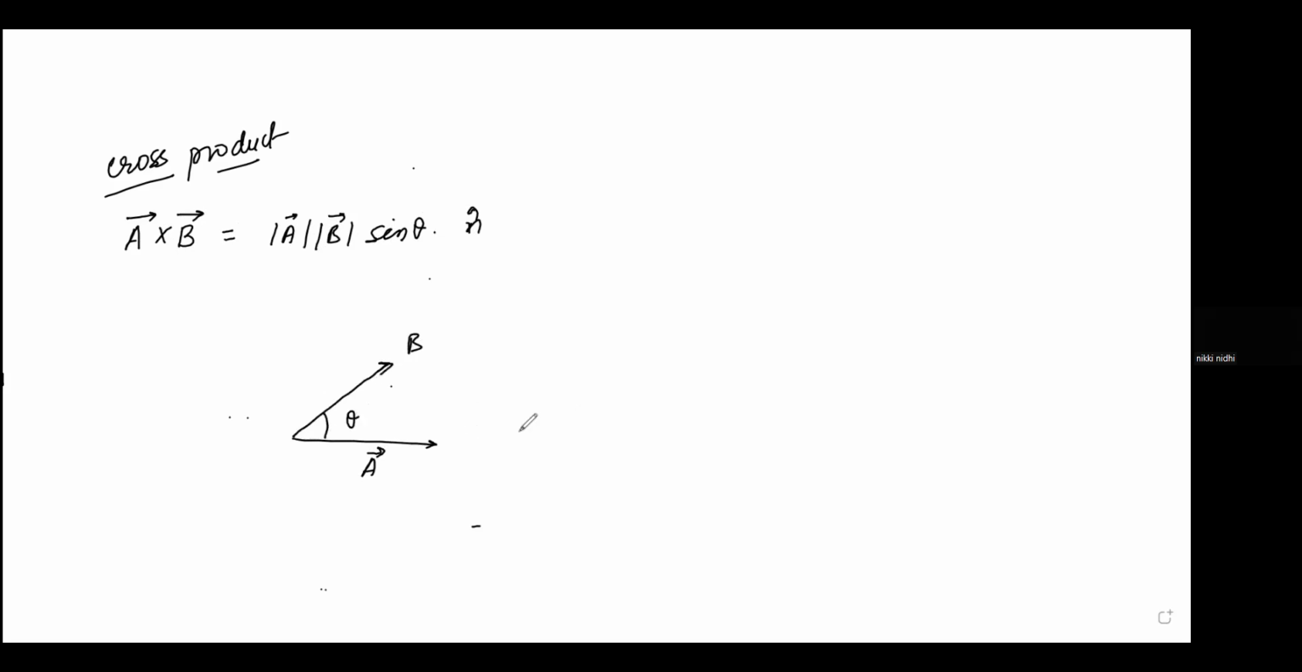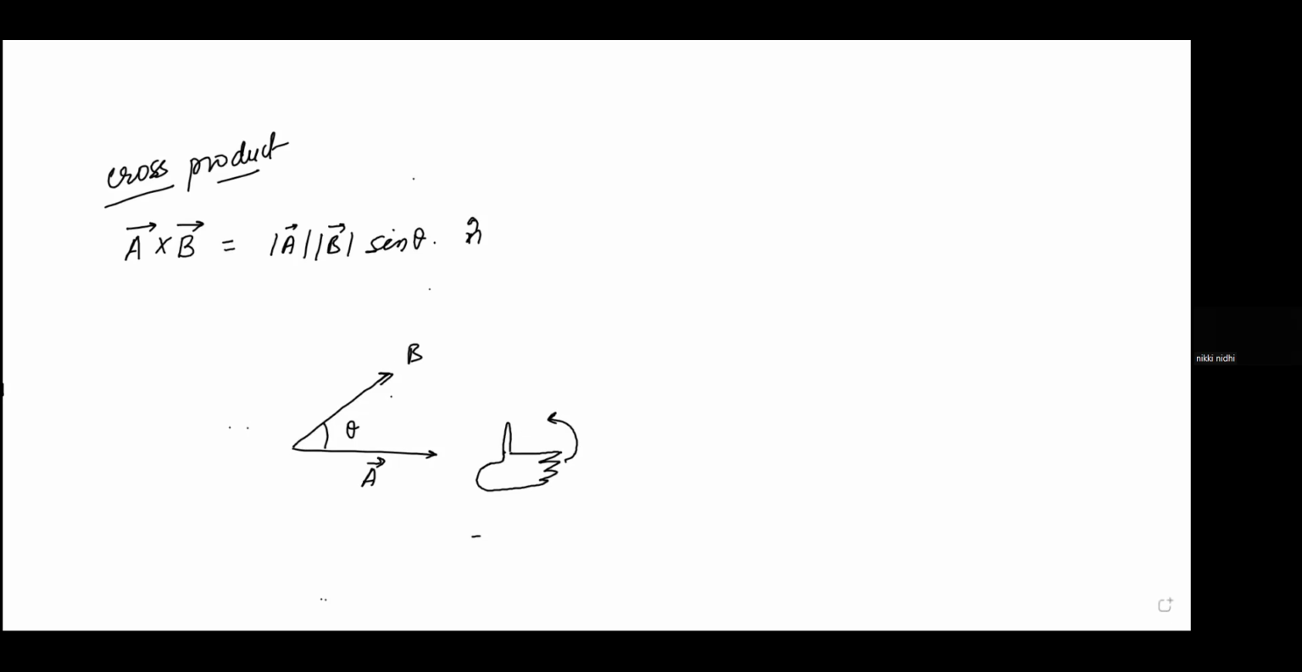So A cross B, how you have to find it out: put your palm along the first vector and curl it towards the second vector. The direction of your thumb gives you the direction of the cross product. All right, am I visible to everyone? Yes. So suppose I want to find the cross product, I'll put my palm along the first vector and curl my fingers along the second vector. The direction of the thumb is going to give me the direction of the cross product. This is n cap, which will always be perpendicular to the plane containing the two vectors.